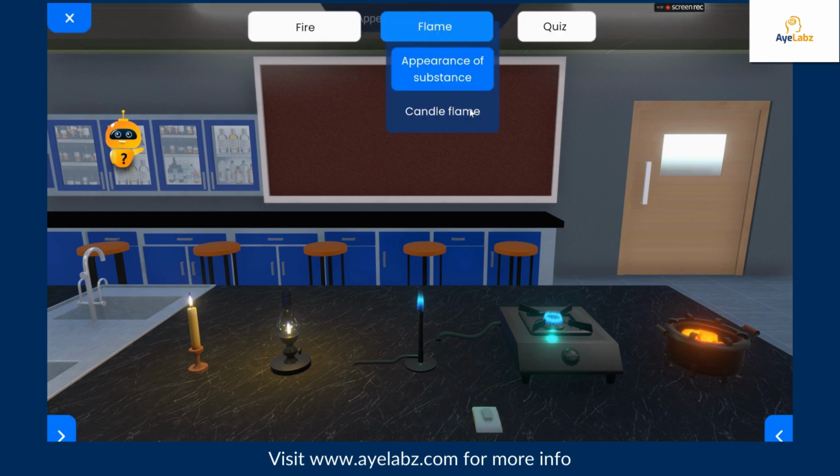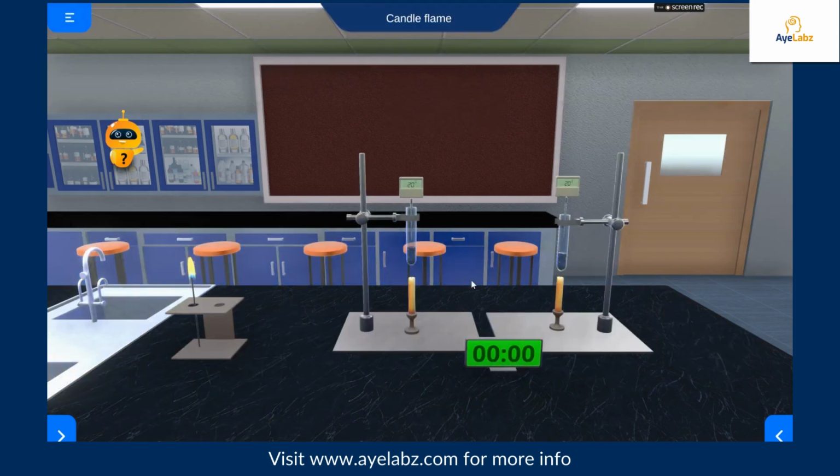Let's test the different layers of a candle flame by this experiment. Here I have two test tubes filled with water. One is at 20 degrees Celsius, and the other is also at 20 degrees, but the position of the candle is different. Let me start the candle by using the sprint.